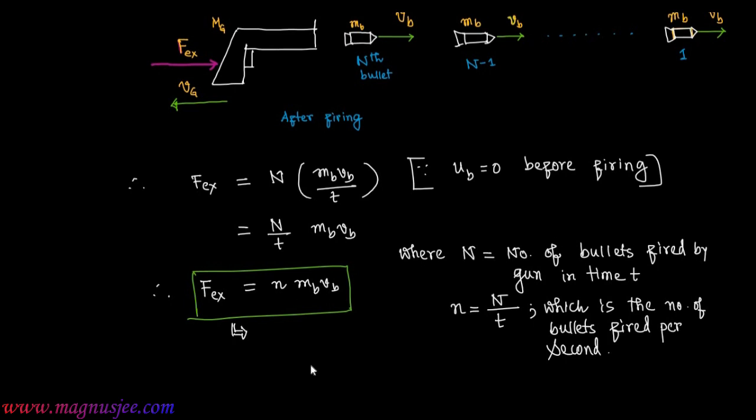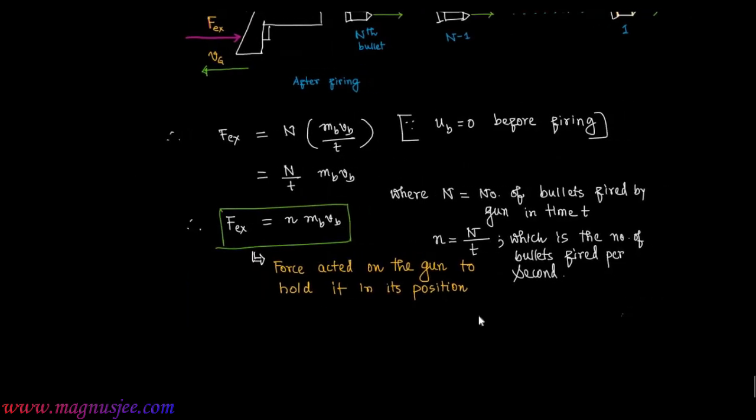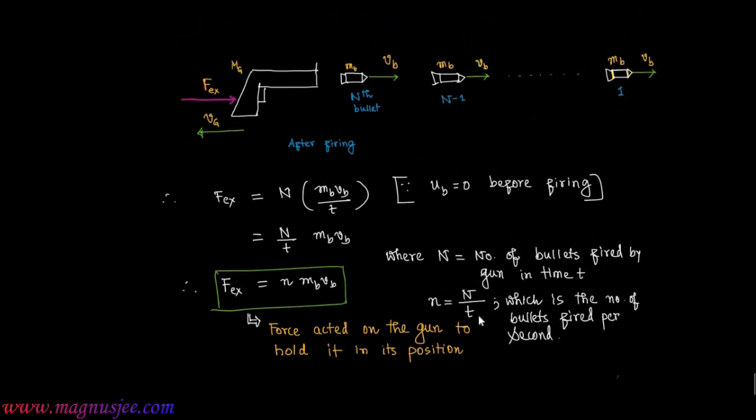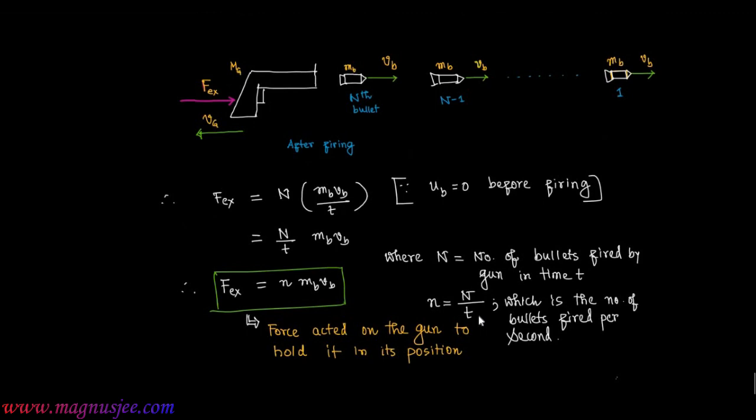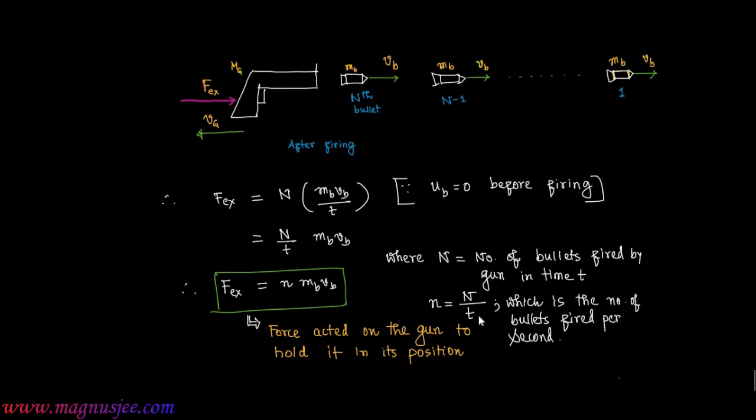Fex is equal to small n mb vb, where Fex is the force acting on the gun to hold the gun in its position, small n is the number of bullets fired per second or per unit time, mb is the mass of each bullet, and vb is the velocity with which the bullet is moving in the forward direction after firing. We get Fex as equal to small n mb vb. That is the external force acting on the gun to hold the gun in its position, or to neutralize the recoil motion of the gun.